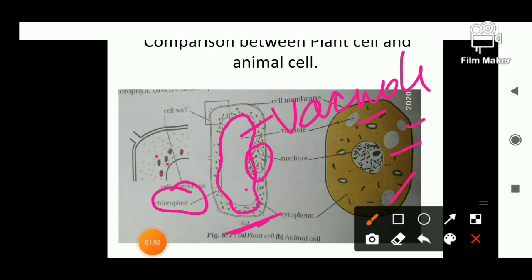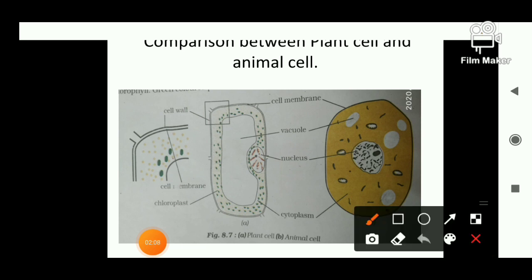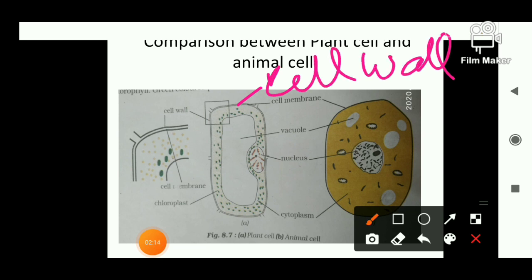Okay, then see the comparison between the animal cell and plant cell. The first thing, as I told you, the plant cell has a cell wall. One more additional layer is there, that is called the cell wall. Whereas in the animal cell, the outer layer is the cell membrane, while in the plant cell, the cell membrane is the inner one. It means two layers are there, the inner one is the membrane and the outer one is called the cell wall.